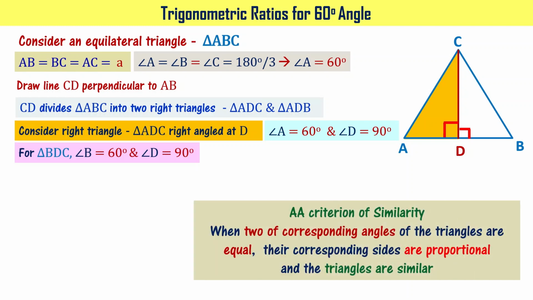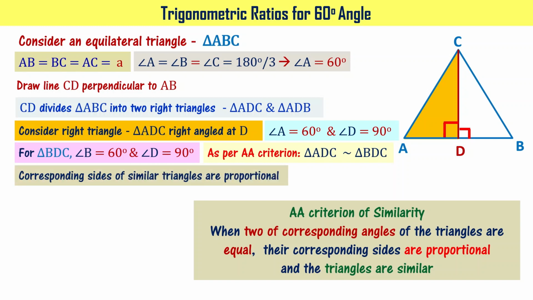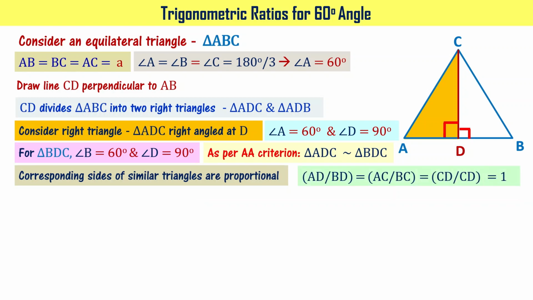Now we know that AA criterion of similarity of triangles states that when two of the corresponding angles of the triangles are equal, their corresponding sides are proportional and the triangles are similar, right? It means triangle ADC is similar to triangle BDC. And we said that corresponding sides of similar triangles are proportional, right? It means AD by BD equal to AC by BC equal to CD by CD. That is equal to 1, right?